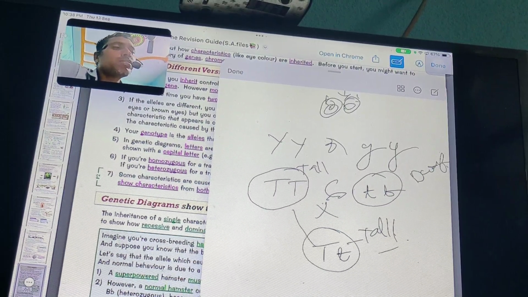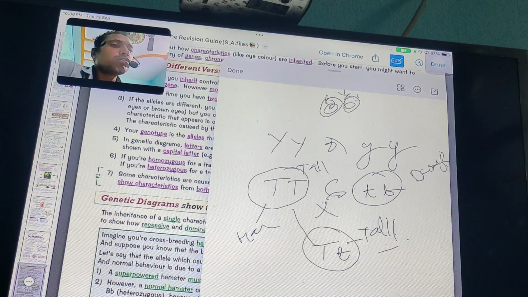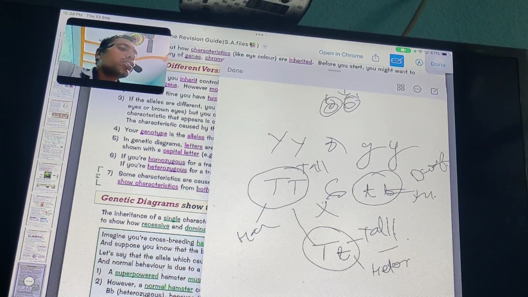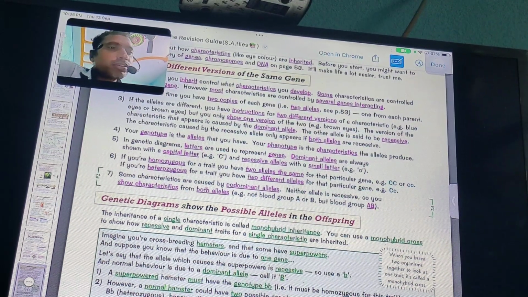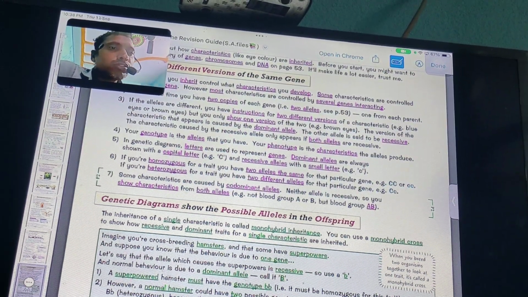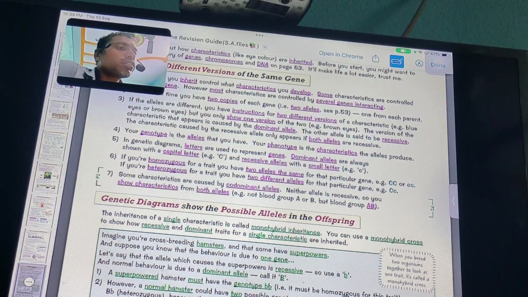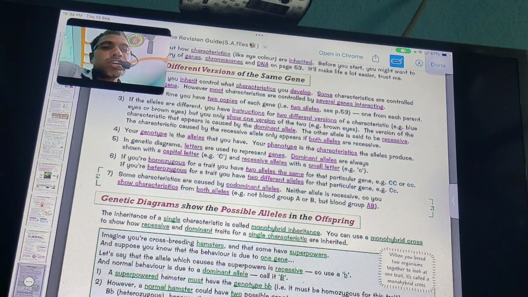Tall TT shows homozygous. This also is homozygous, and Tt is heterozygous. Homozygous for the trait means the two alleles are the same, for example capital C. Heterozygous means two different alleles, for example capital C and small c.